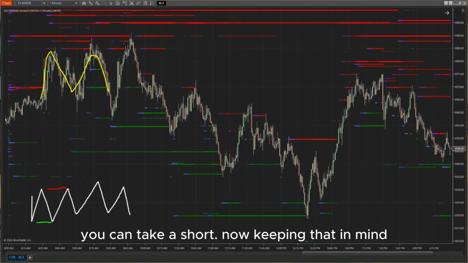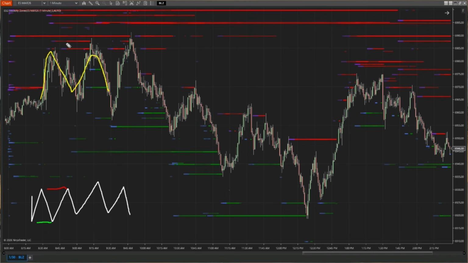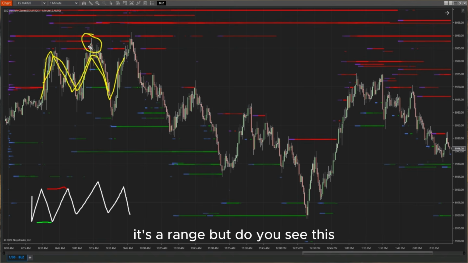Now, keeping that in mind, what do you see here? Do you see this? It's a range. It's a range, right? But do you see this price went into the liquidity, immediately rejected there? You can take the shot until here.